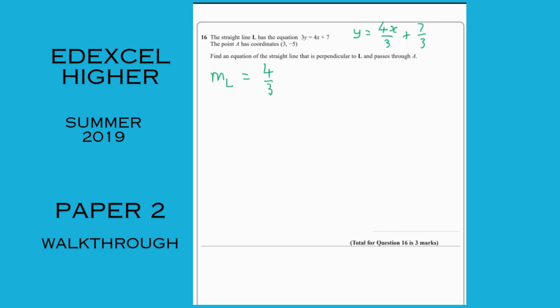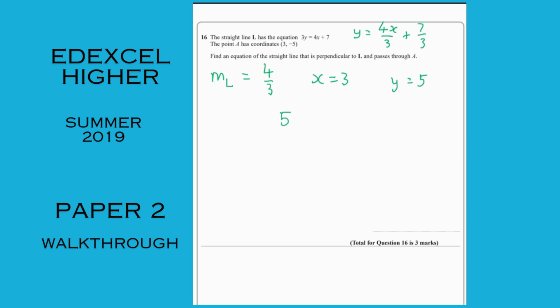Find an equation of the straight line that is perpendicular. So we've got the gradient and it passes through A. So we've got the gradient, we've got the x coordinate, we've got the y coordinate. If we go for y equals mx plus c, we can find the c.